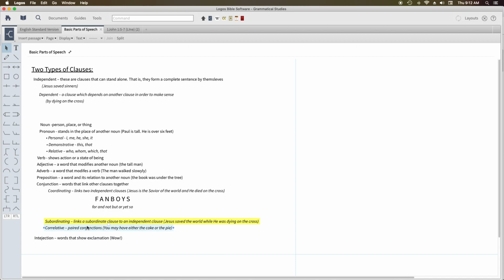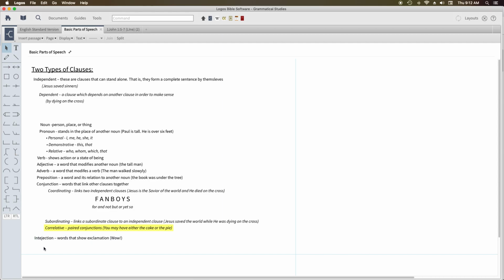And then last but not least, under the conjunctions, you have correlative conjunctions. Correlative conjunctions are paired conjunctions, basically. A paired conjunction would be something like either/or, or not only/but also. So the example is, you may have either the cake or the pie. In that sentence, they're paired conjunctions, and so they're correlating those two ideas. You can have either this or this.